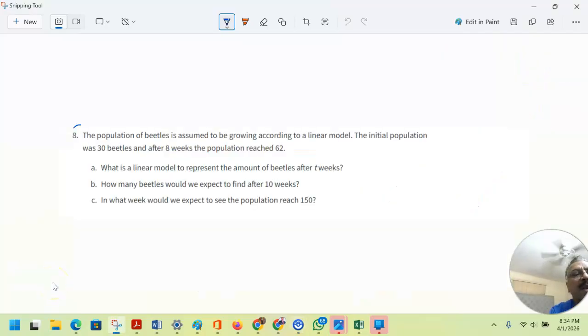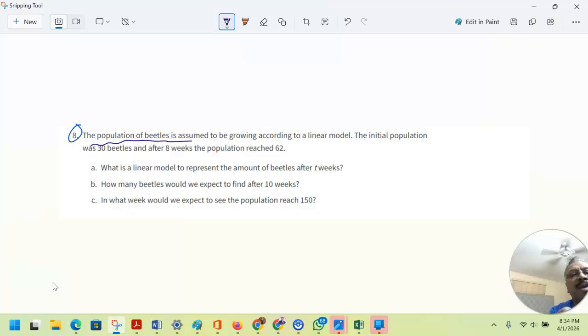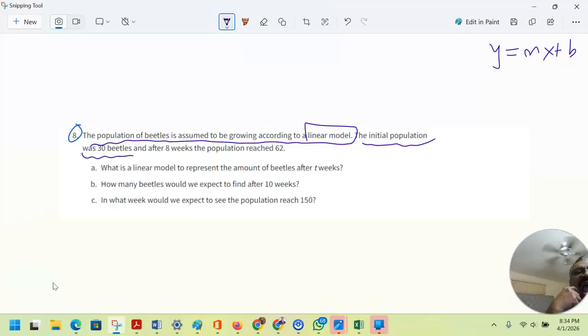So question number 8 is similar to the one that we did yesterday. Let me say the population of beetles is assumed to be growing according to the linear model y is mx plus b. The initial population was 30 beetles, and after 8 weeks, the population is 62.